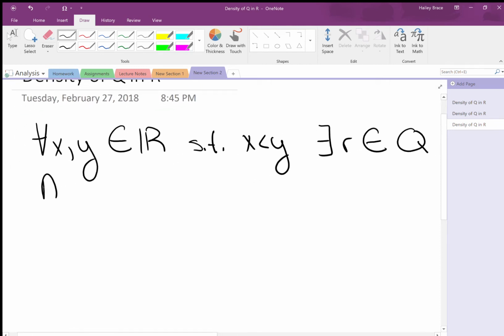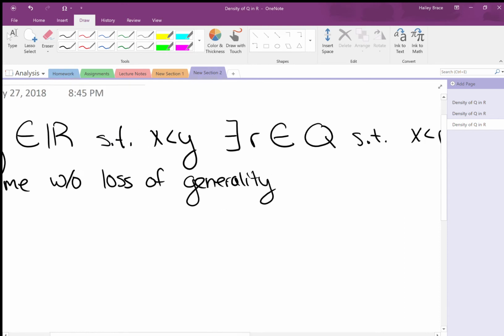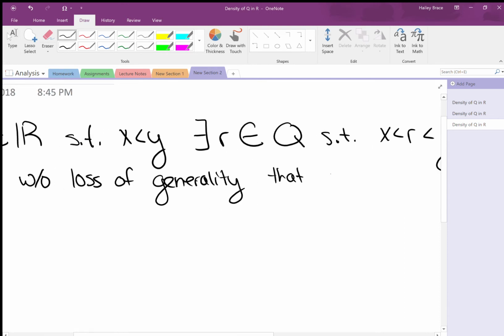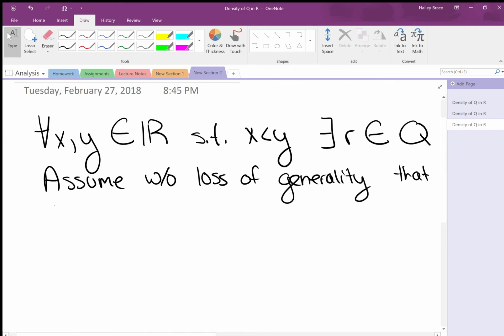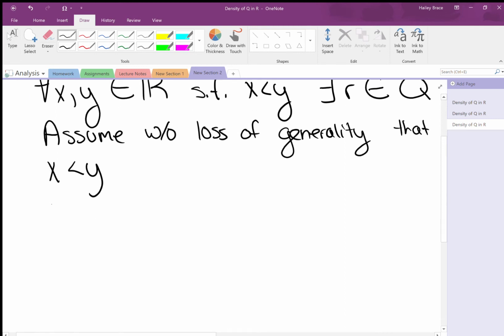So we'll start by assuming, without loss of generality, that x is greater than 0. Then we have x is less than y. This implies y minus x is greater than 0.